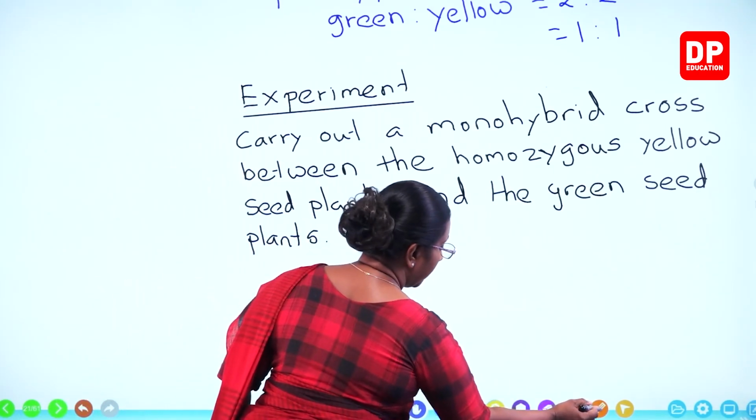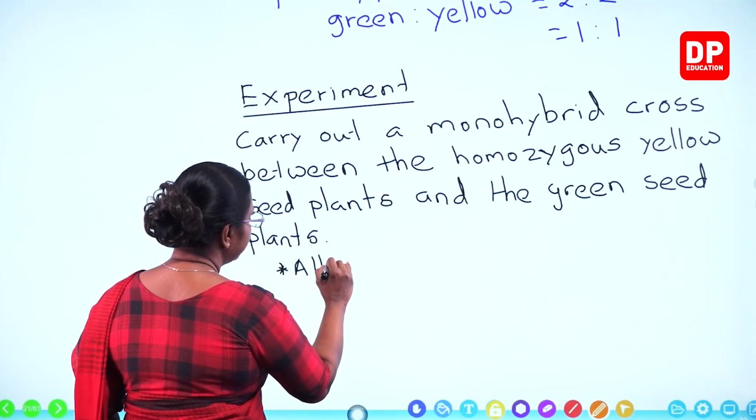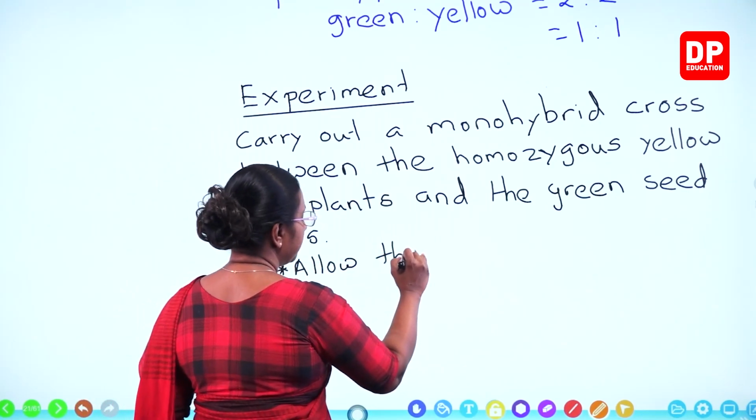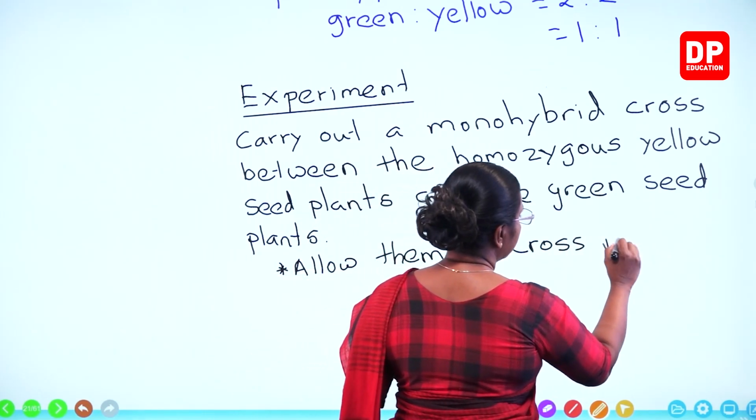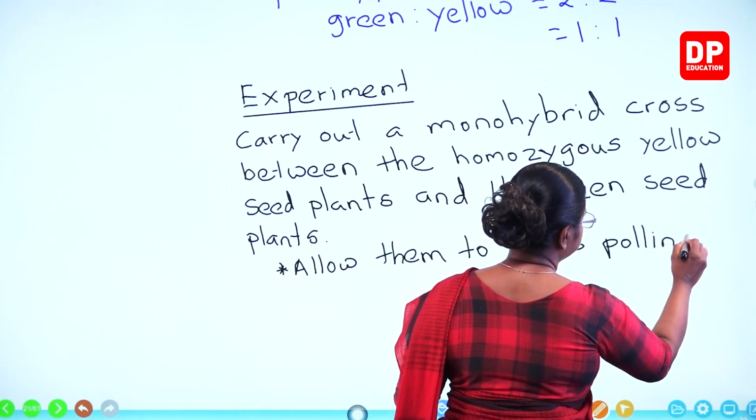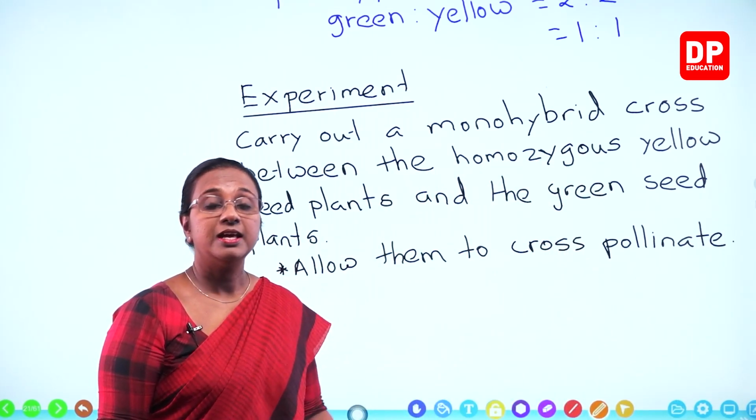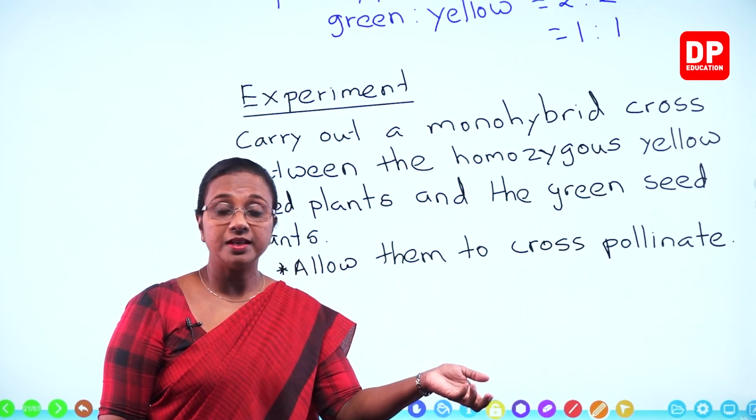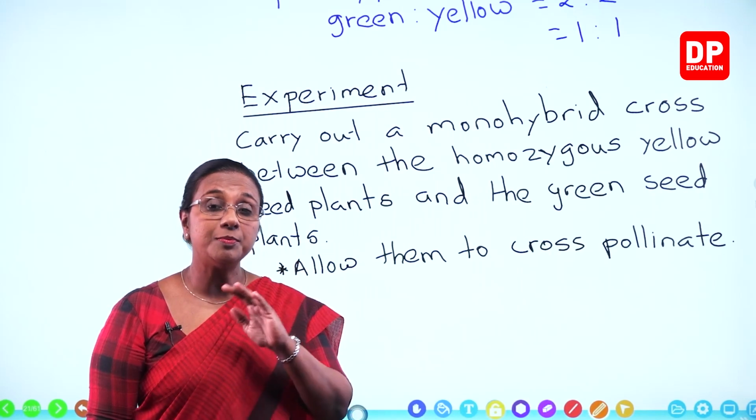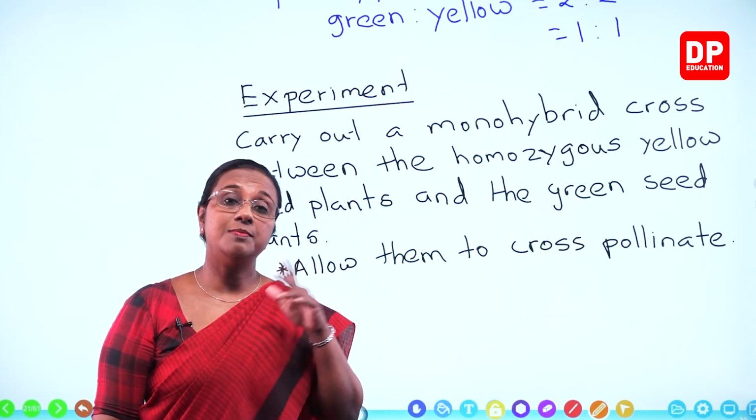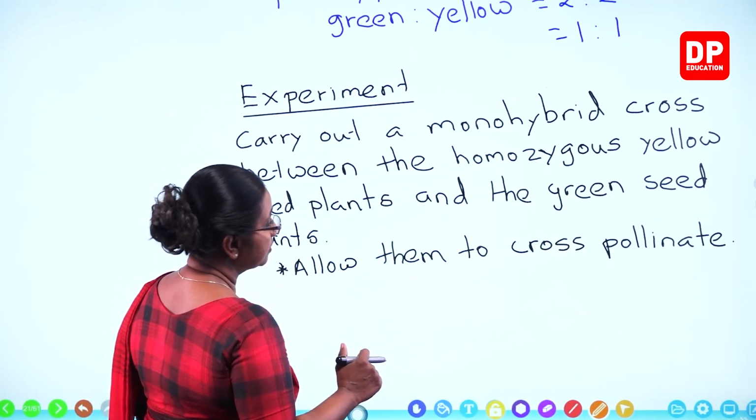So, how do we do that? Allow them to cross-pollinate. How do we make them to cross-pollinate? Deposit the pollens from the green seed plant on the stigma of the yellow seed plant and deposit the pollens from the yellow seed plant on the stigma of the green seed plant. You can explain that also.